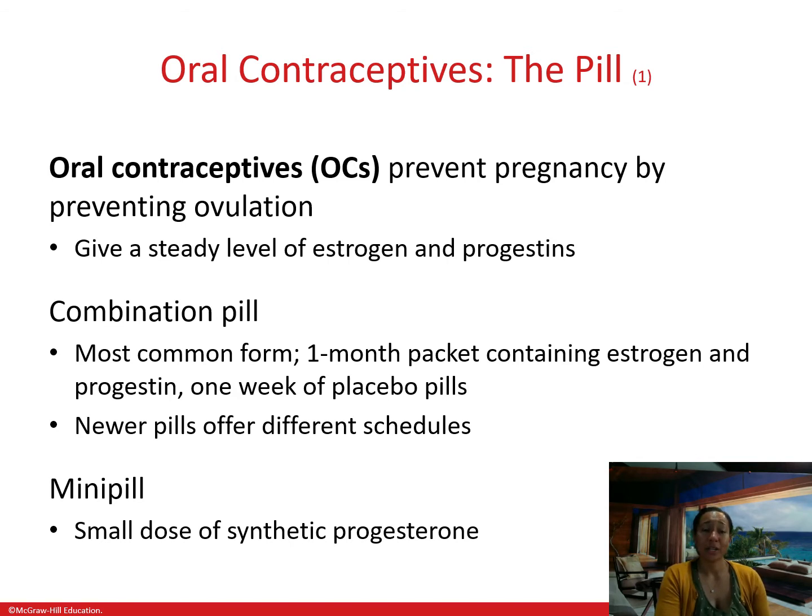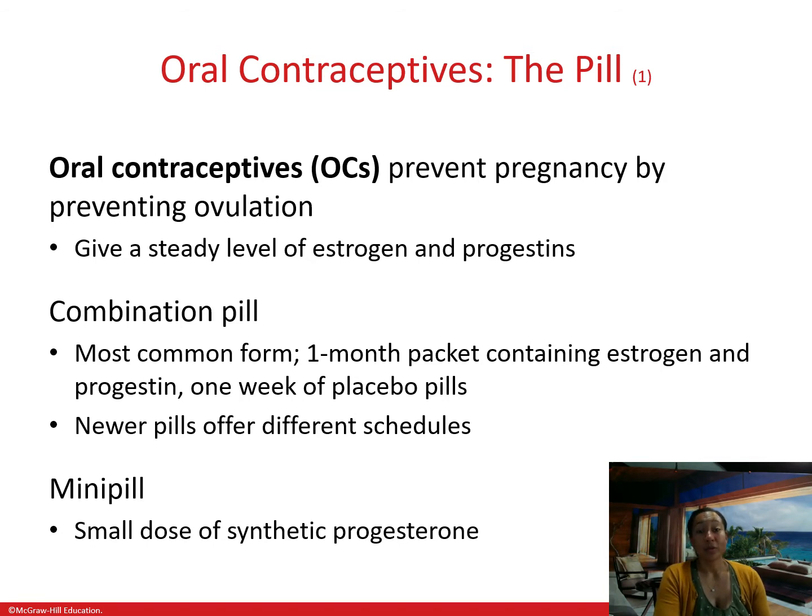All right. There's a combination pill, so it's the most common form. You see it in the packs. Contains estrogen, progestin, and 1 week of placebo pills. And the reason for that placebo pill is to make sure that your hormones don't go completely haywire, and you're trying to keep things as steady as possible.